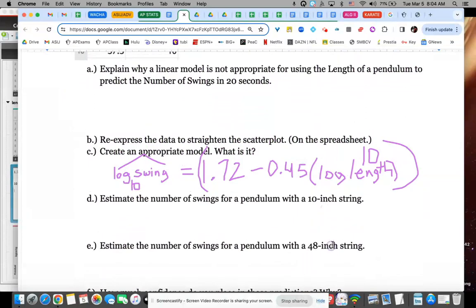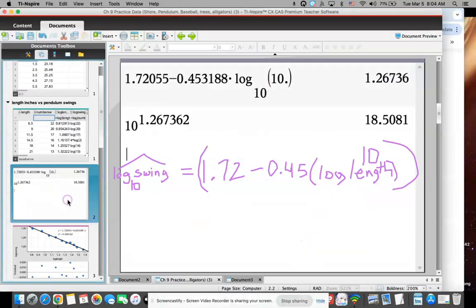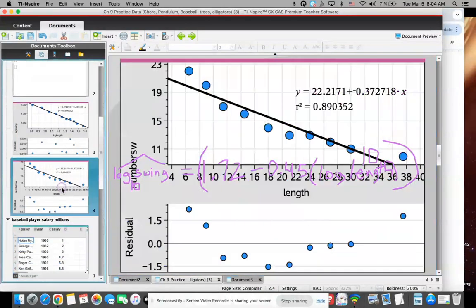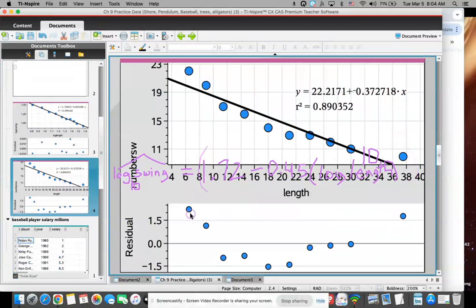Now we could do 48 as well. I want to double check and make sure that is not an extrapolation. So I can look here, but this is the log stuff, right? So maybe I want to go to the original and look at that. I'm going to undo all this stuff. So now that you've seen it.